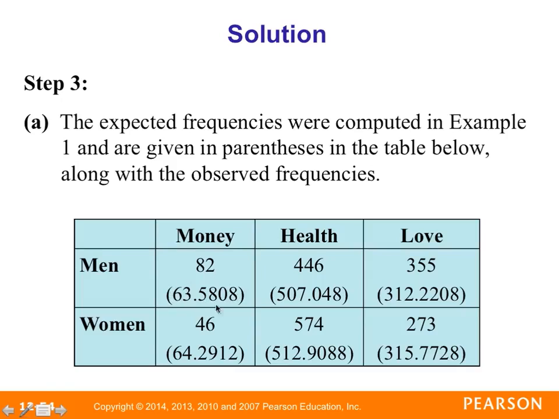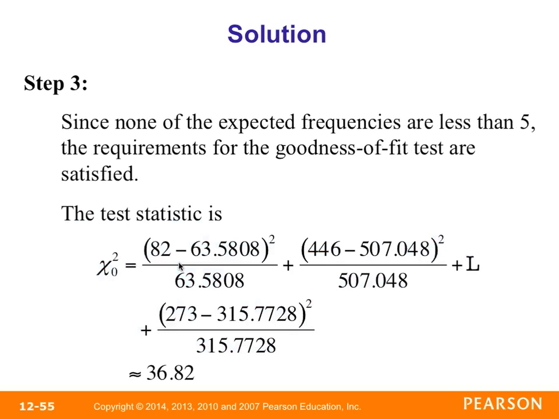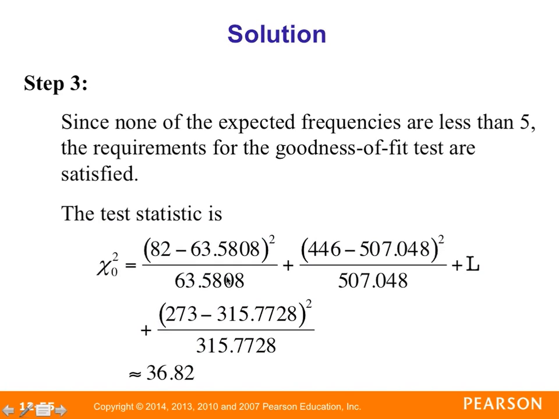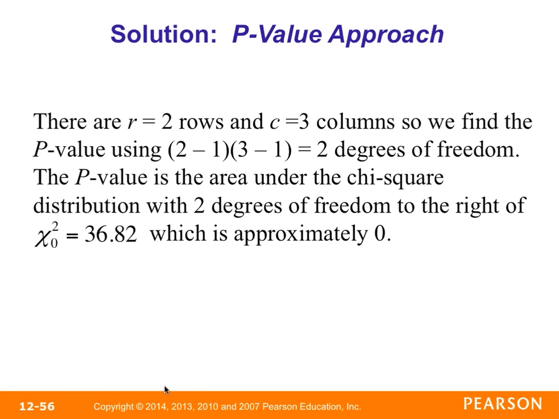So we would expect 63.5808, but there were actually 82 responses for men who responded with money. So since none of the expected frequencies are less than 5, the requirements have already been met. So we just calculate our test statistic by just taking our 82, that's what we actually got, minus our 63.5808 and squaring that, and then dividing by the 63.5808, and we do that all the way across, and we end up with 36.82.